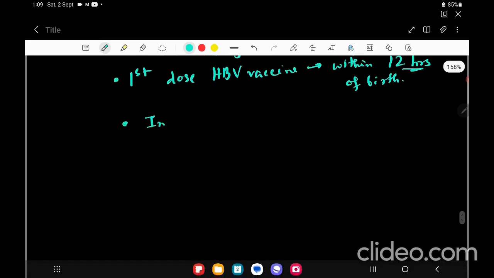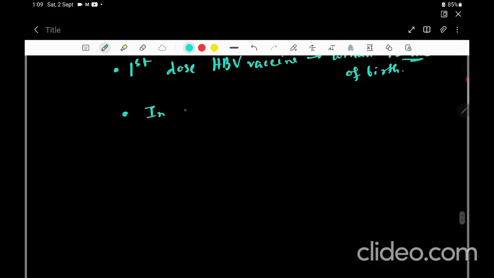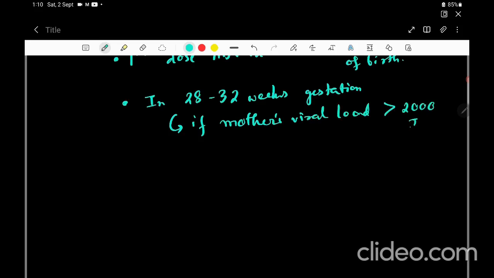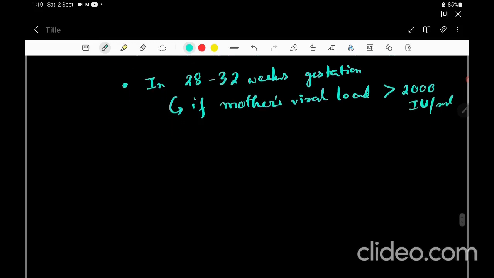And at around 28 to 32 weeks of gestation, if the mother's viral load is greater than 2000 international units per ml, then start managing the mother.